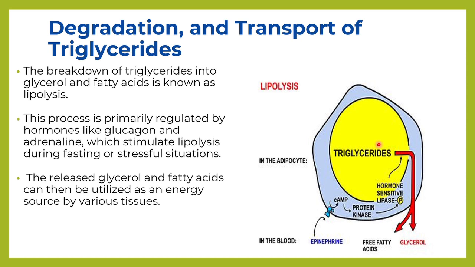So now, once it is synthesized in our liver and in our adipose tissue from the dietary sources, when we use the excess of carbohydrates and proteins, we make this triglyceride. Now how does the breakdown of this triglyceride happen, and how do we use this to provide energy?